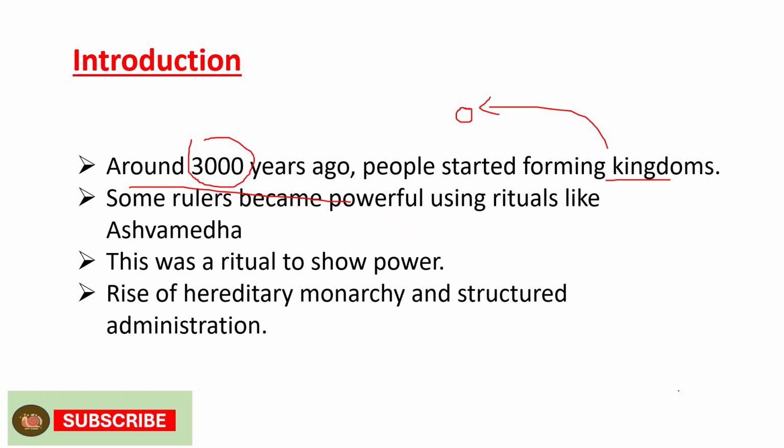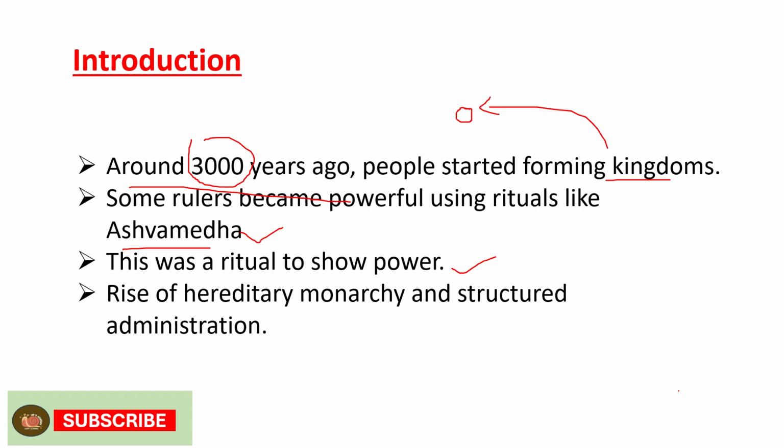And some rulers became powerful using rituals like Ashwamedha. This word is very important. Ashwamedha is nothing but horse sacrifice. This was a ritual to show the power.